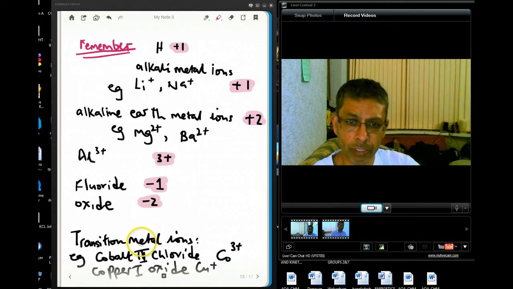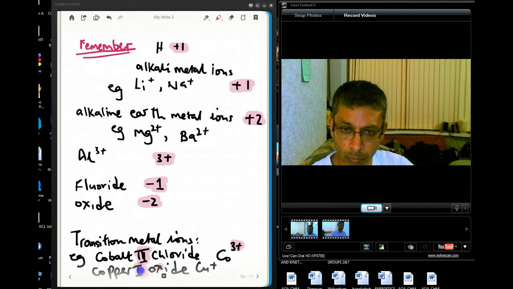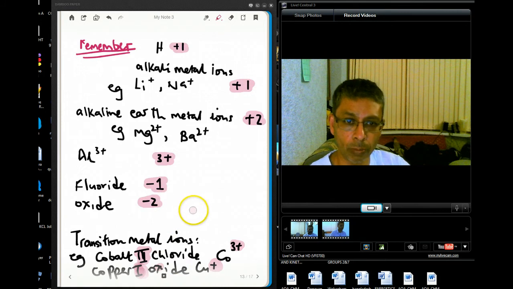If you're given transition metal ions, in the actual name, they will tell you the charge on the ion. So cobalt, that should be 3. Cobalt 3 chloride, charge 3+. Copper 1 oxide, there's the 1. Okay, and therefore that must be 1+. So the oxidation number's 1+ or +1. Okay, right, knowing those reference elements, let's now try to calculate some oxidation numbers.